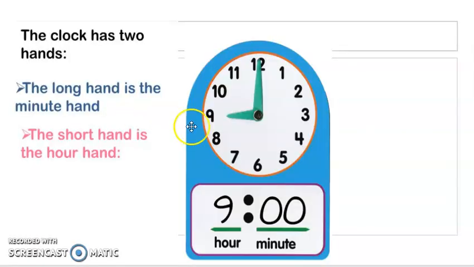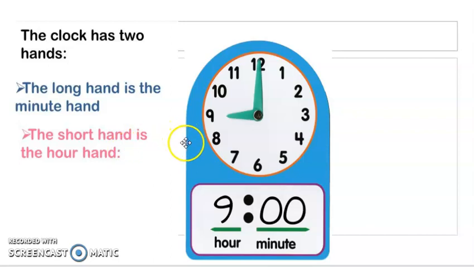Let us see. Time on this clock, we can say 9 o'clock. It is 9 hours and 00 minutes. Hours and minutes are separated by 2 dots. Let us revise. The long hand is the minute hand and the short hand is the hour hand.